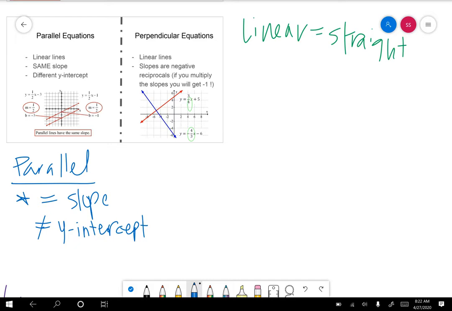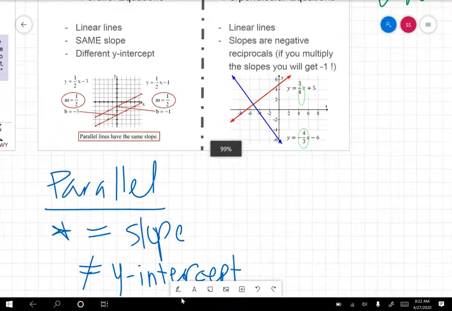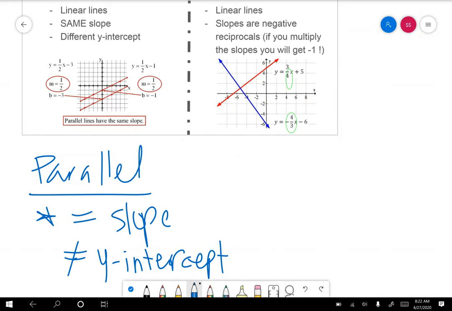So, for example, if you look closely at this little graph right here, you'll notice we have the two lines and their equations. One of them is y equals 1/2 x minus 3. The other is y equals 1/2 x minus 1. The similar thing here is the slope, right? The slopes are equal. The y-intercepts are not equal, right? So that would tell us that these are parallel lines.